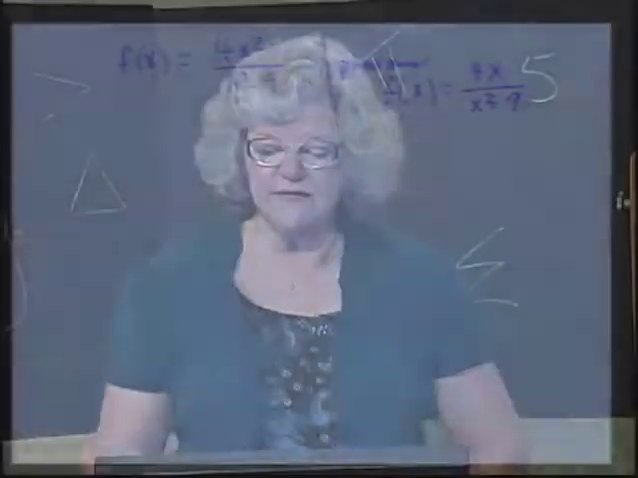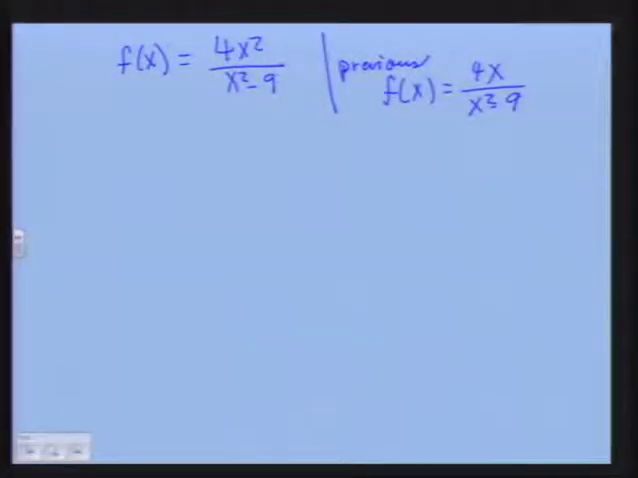Welcome back as we look at more graphs of rational functions. Last time we graphed f of x equals 4x divided by x squared minus 9. We're going to start with just a tiny change. We're going to say 4x squared divided by x squared minus 9.